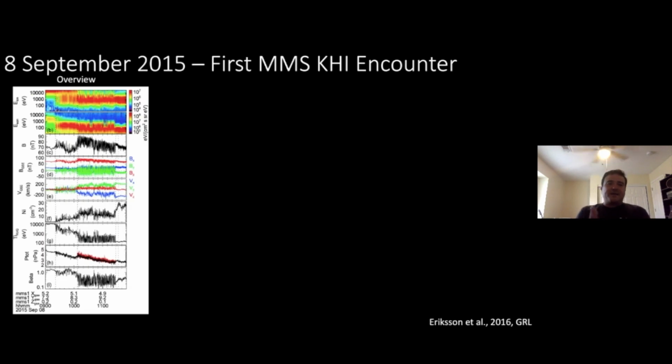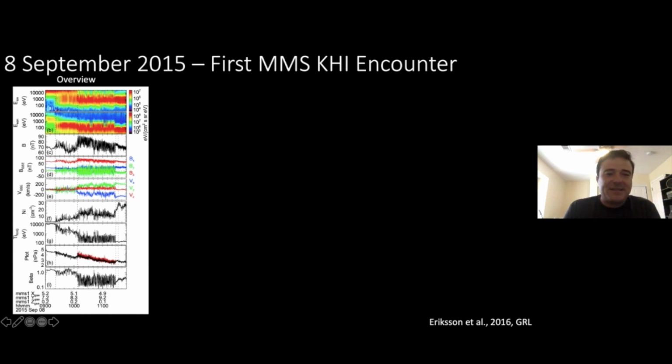So on September 8th, 2015, about a week after commissioning ended on MMS, we saw our first Kelvin-Helmholtz event on the magnetospheric flanks. We're going to see a lot of plots like this, so I'll go through each panel so that you're familiar with it. This is time, and this event lasts about 2.5 hours. The top panel is ion spectrograms. This is the energy flux density of protons. Energy is the y-axis, and the color is that flux, so it tells you what the plasma population is like.